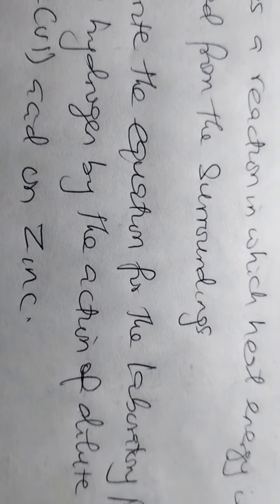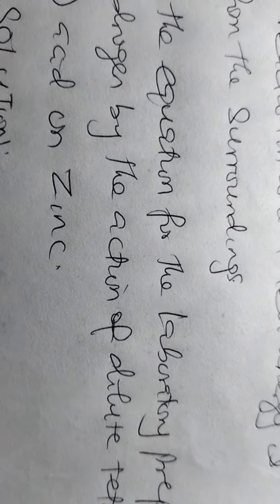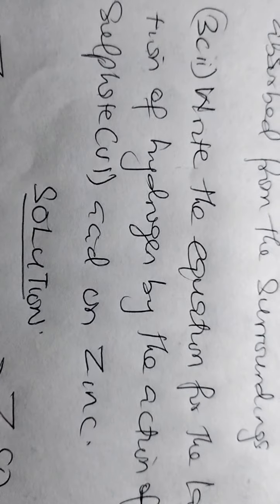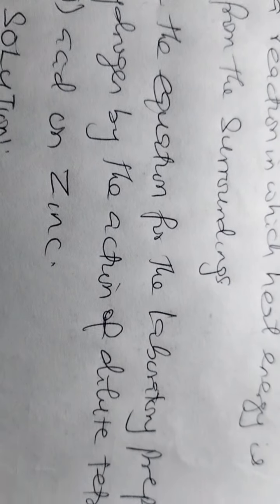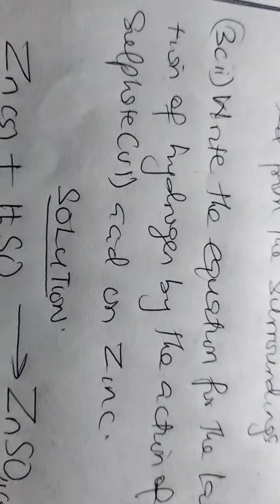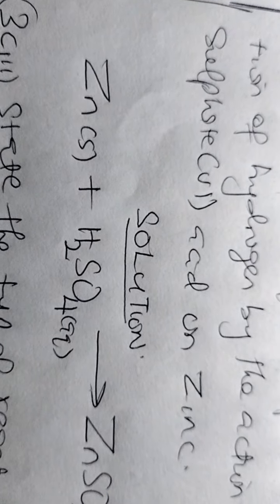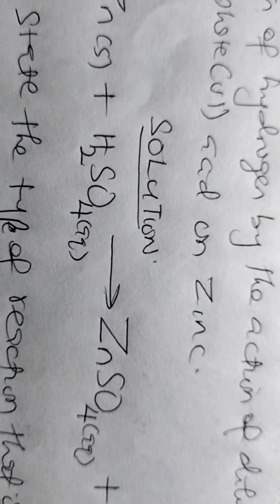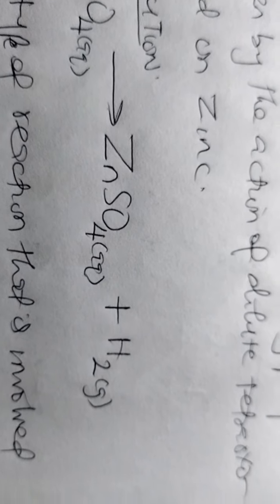3cii says write the equation for the laboratory preparation of hydrogen by the action of dilute tetraoxosulfate(VI) acid on zinc. You can see the solution there. 1 mole of zinc plus 1 mole of H2SO4, giving us 1 mole of zinc sulfate in aqueous state plus 1 mole of hydrogen gas.